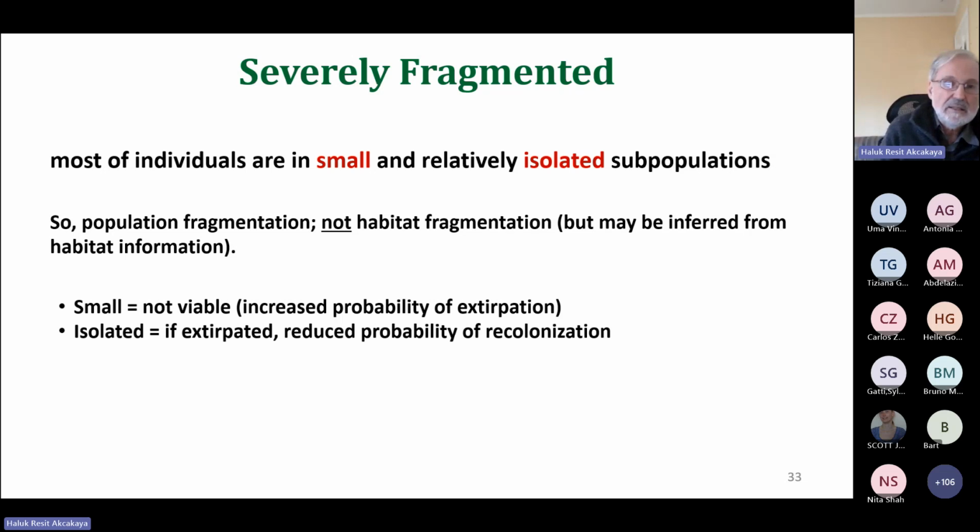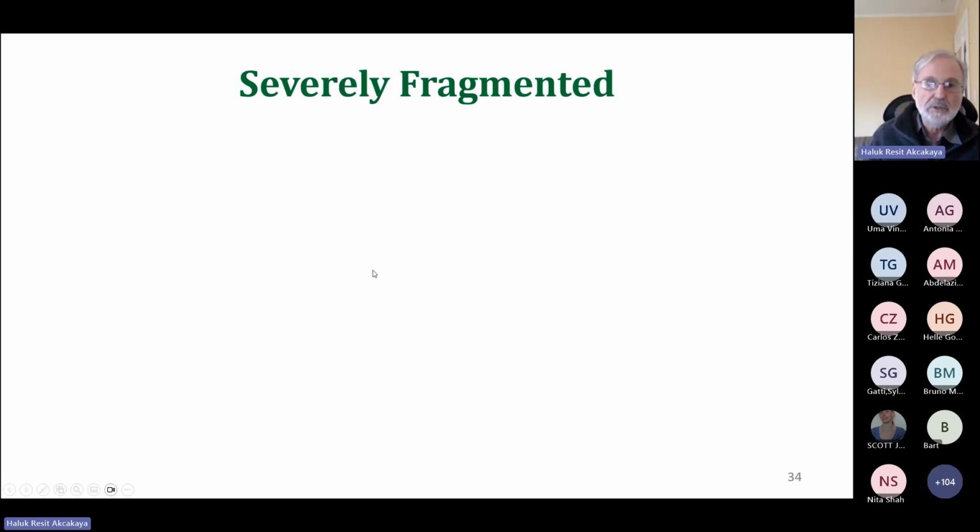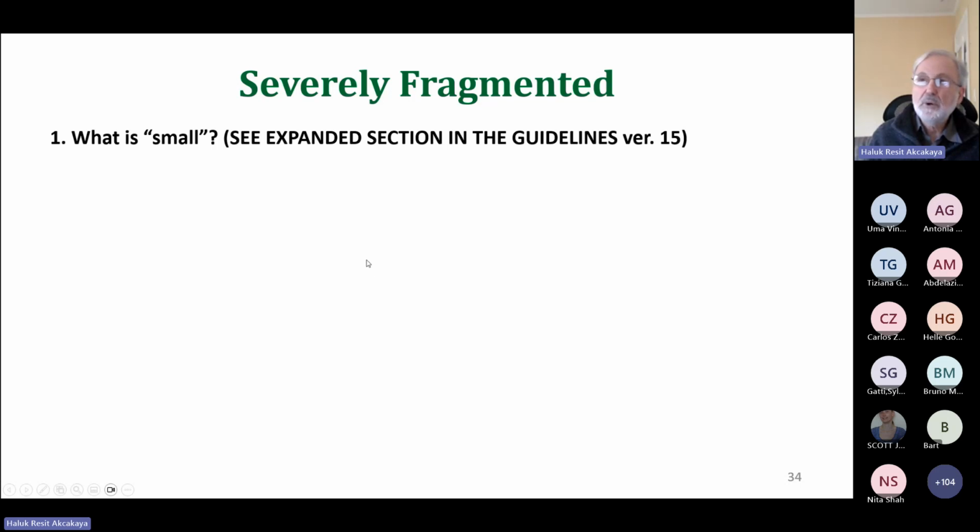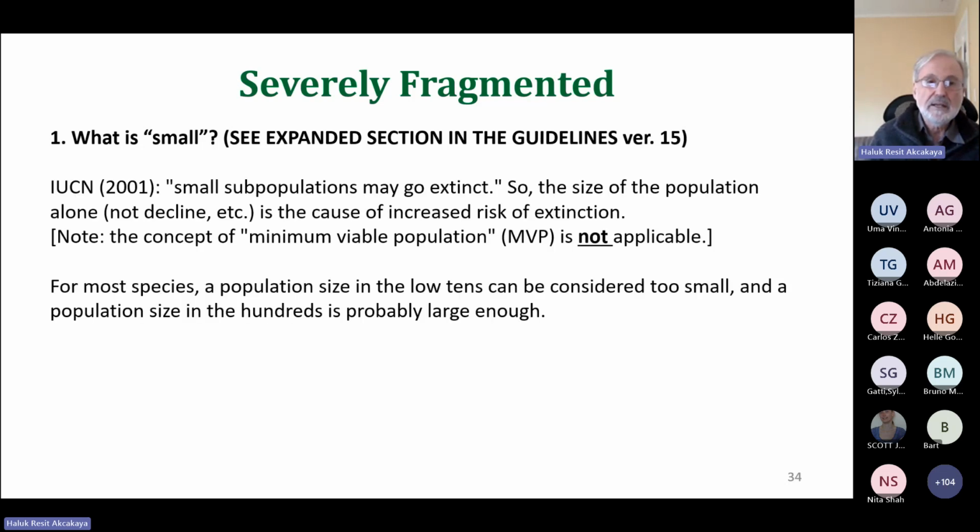Small means that it is not viable. In other words, the population by itself, without dispersal from other populations, would not last long. And the other term is isolated, which means that the population is not connected by dispersal to other populations, and if it is extirpated, there is a very small probability of recolonization. So what is small? There is an expanded section in the guidelines, starting with version 15, about how to interpret this.